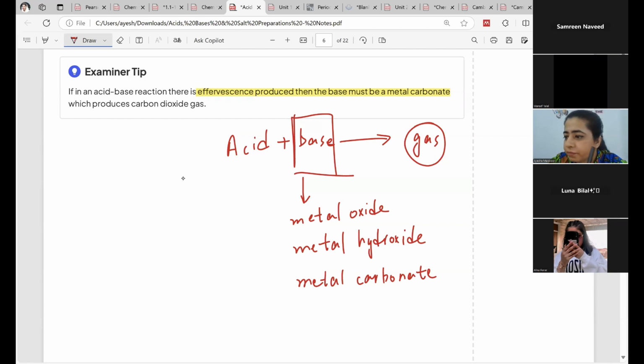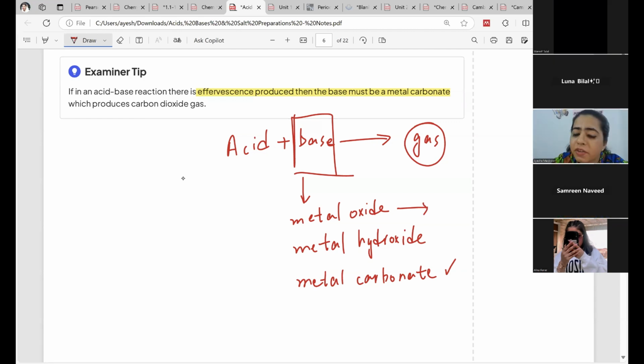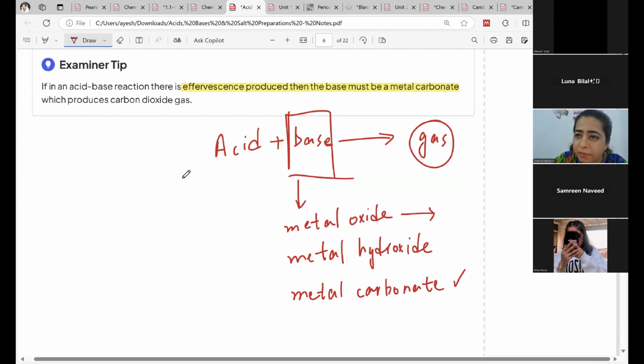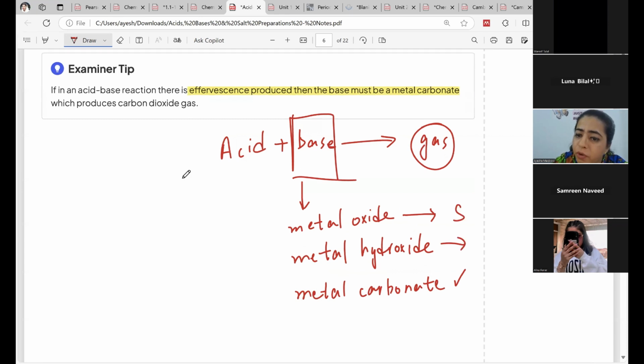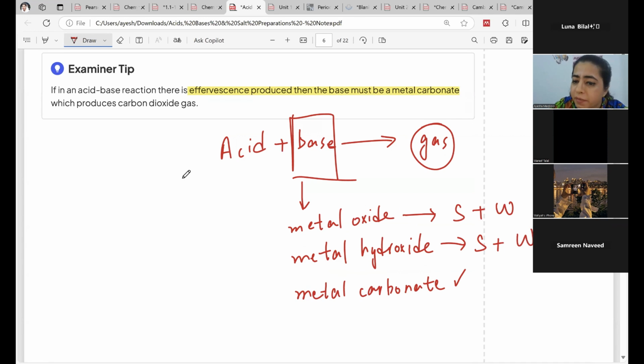So which one is possible? Metal carbonate. Because when metal oxide reacts with acid, they just produce salt and water, no gas. Metal hydroxide also produces just salt and water. But the metal carbonate is producing salt, water, and carbon dioxide gas as well. So this gas is definitely carbon dioxide gas.